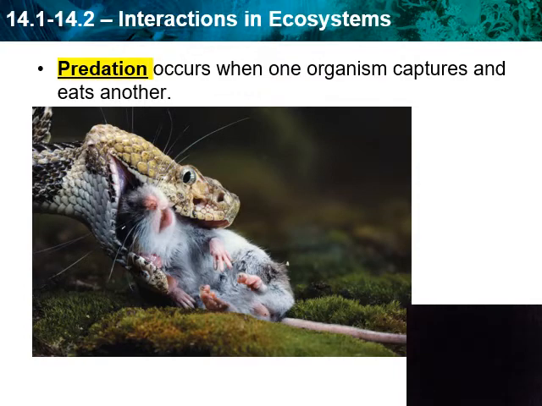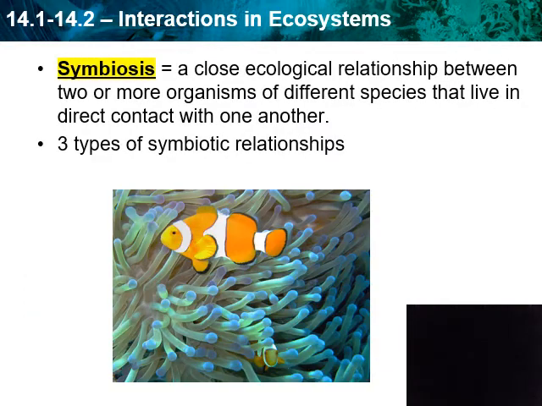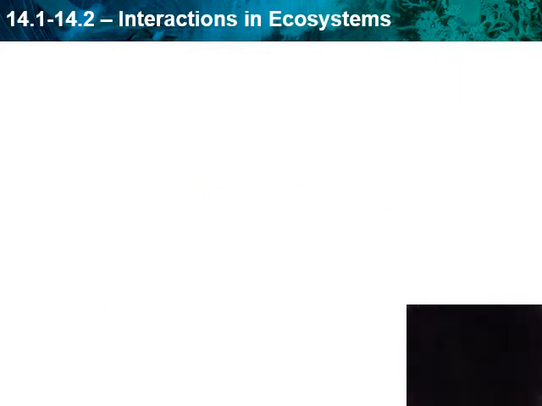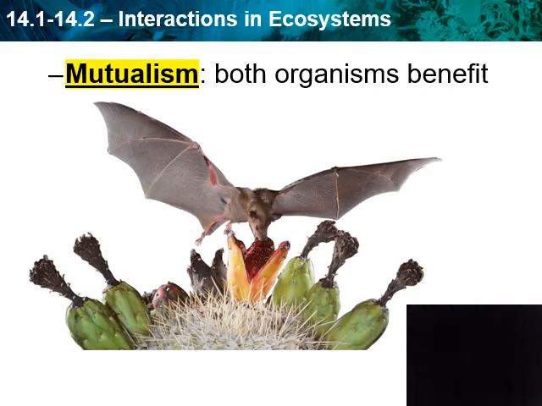Then we have symbiosis. Symbiosis is a close ecological relationship between two or more organisms of different species that live in direct contact with one another. They live together and form some kind of relationship. There are three specific types of symbiotic relationships. One of which we can talk about in a little bit is the sea anemone and the clownfish. They live together and they both help each other out. Because they're both helping each other out, we call that mutualism.